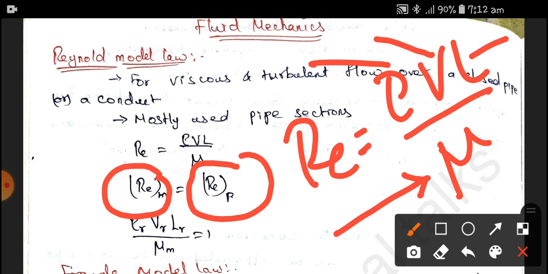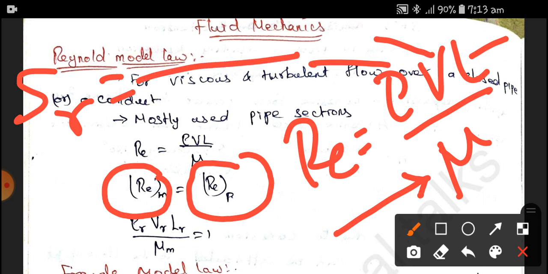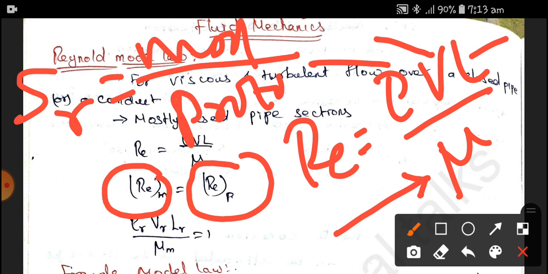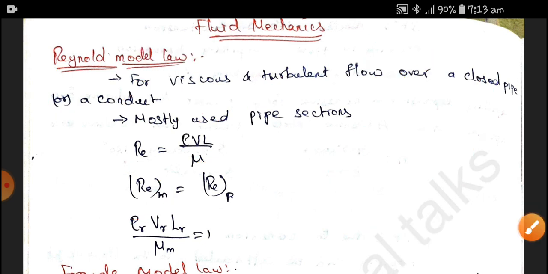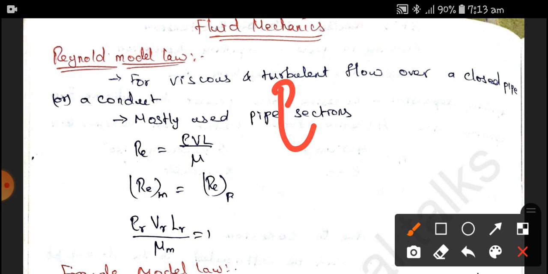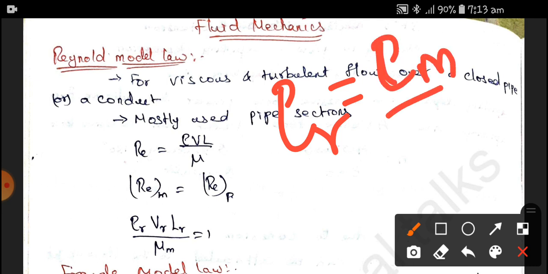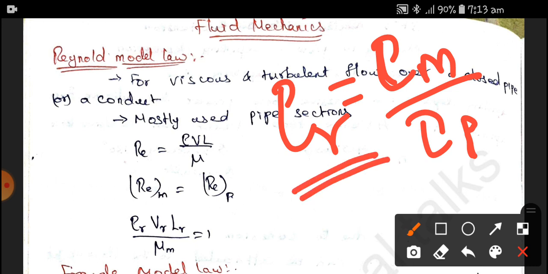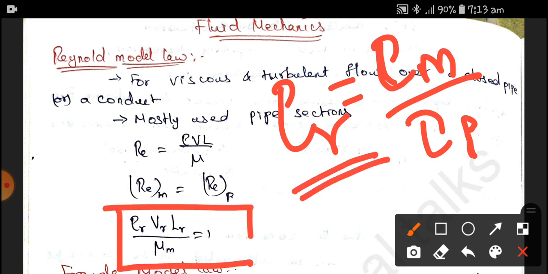Here the scale ratio SR is the value of the model over the value of the prototype. So this is the scale ratio. If we want to know the scale ratio of the density, we take the density of the model over the density of the prototype. Then we get the density scale ratio, like that. All the scale ratios in the equation multiply to equal 1.